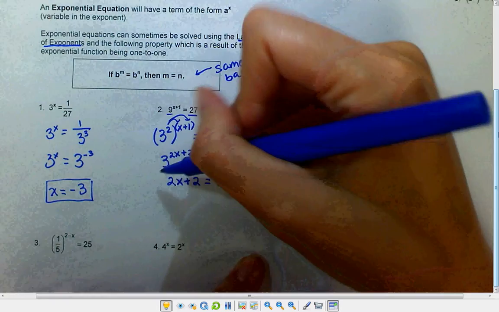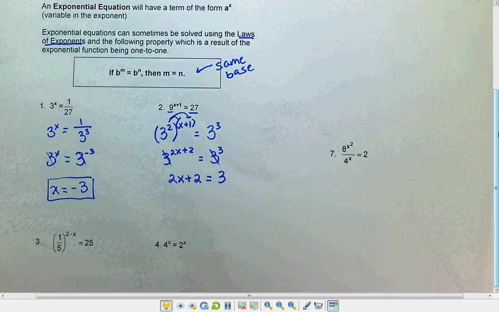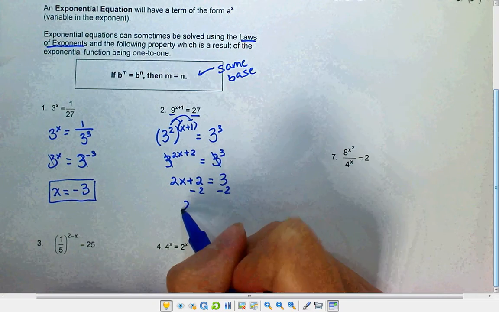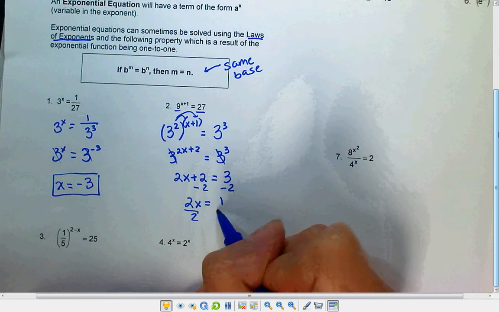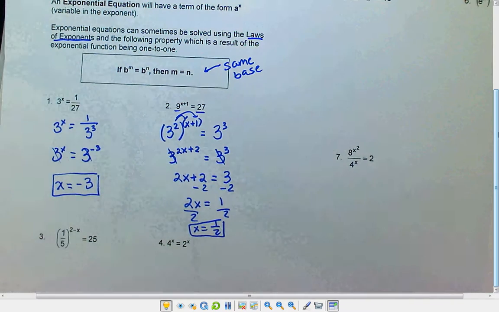Really what we're doing here is just canceling out these two bases. So we're bringing down our exponents. Same thing here. Okay, now we're just solving for x like any other equation. So minus 2 from both sides. 2x is equal to 1. Divide by 2, and we have x is equal to 1/2. That's my final answer.